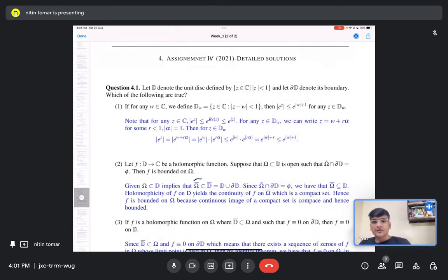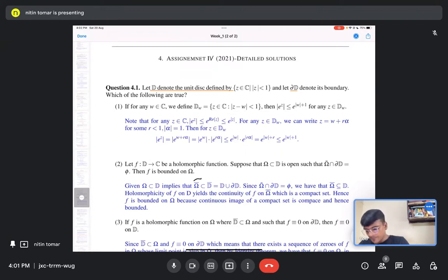So, in the first question, I'm reading the first question. Let D denote the unit disk defined by this. So D is the unit disk of radius 1 centered at 0 in the complex plane, and del D denotes its boundary, which means the circle, mod z equal to 1, the collection of all those z such that mod z equal to 1. Now which of the following are true?